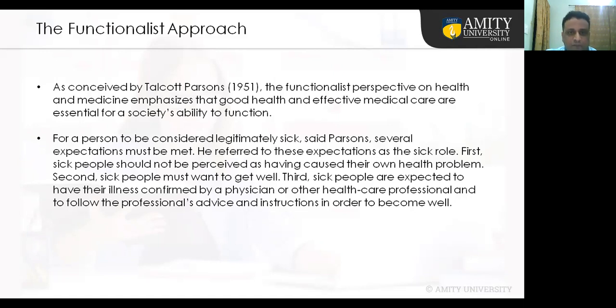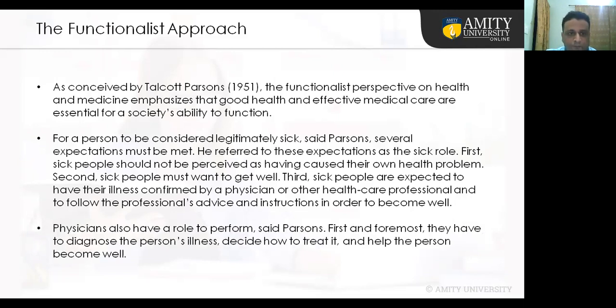Second, sick people must want to get well. Third, sick people are expected to have their illness confirmed by a physician or other healthcare professional and to follow the professional's advice and instruction in order to become well. Physicians also have a role to perform, said Parsons. First and foremost, they have to diagnose the person's illness, decide how to treat it, and help the person become well.